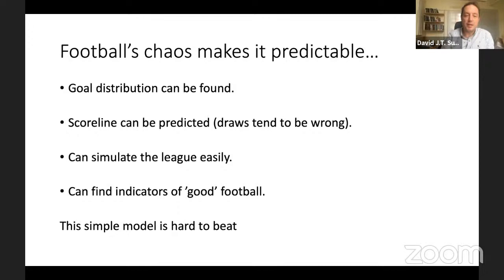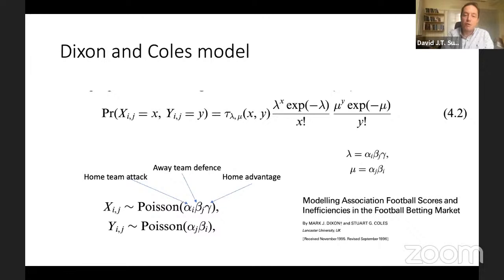Okay, so how do we estimate the parameters? That's the problem that was solved by Dixon and Coles, which was mentioned in the chat. Beautiful paper, 25 years old now, incredible, where they said, okay, goals are Poisson distributed, seems to be the case. What we need to do is have a model to estimate the parameters for this Poisson distribution. So here they've written down the joint probability of the home team getting X goals and the away team getting Y goals.